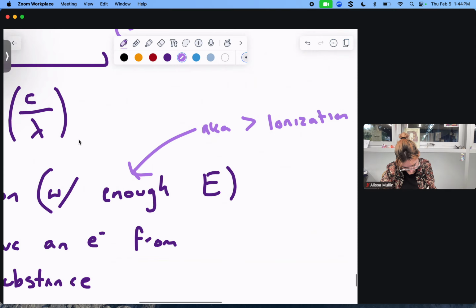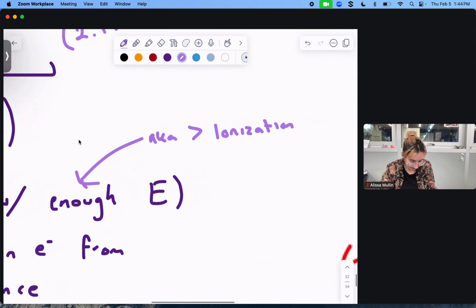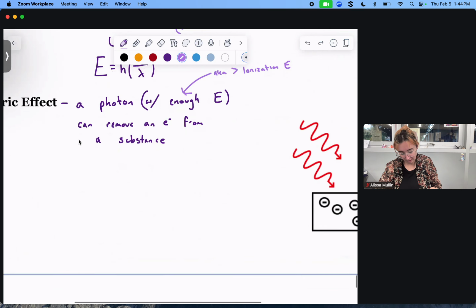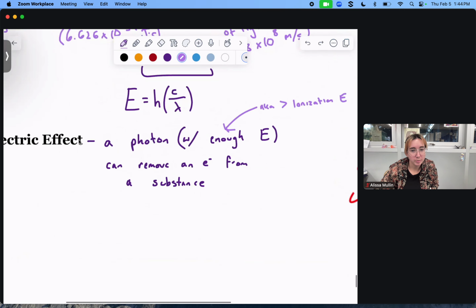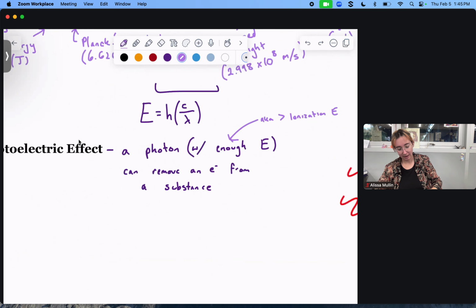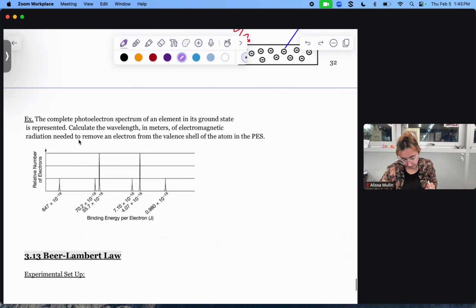I think that's fair. Someone who is more involved in the field might disagree with me, but I think that is a reasonable way of thinking about it. There's a lot of math for this type of topic. You could be asked to calculate the amount of energy needed. You could be asked, does it have enough energy, yes or no? If it has this wavelength, what's the energy? That kind of thing. For example, let's look at this one.